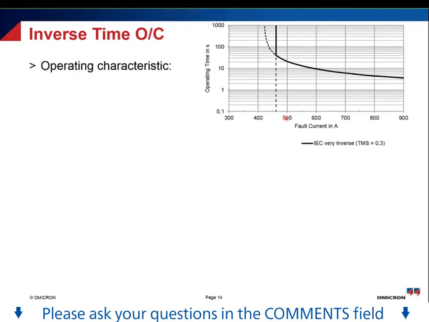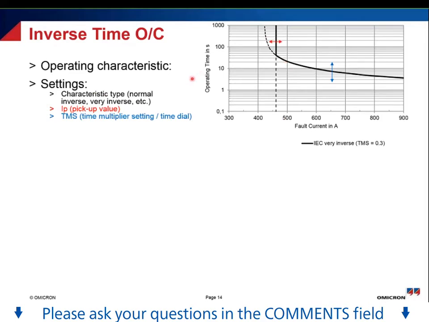If we have a look at this, if the current is, for example, 500 amps, we get a trip time of approximately 20 seconds. If the current is, for example, 800 amps, then we get a trip time of between 4 and 5 seconds. So you see, the higher the current, the faster the trip time. That's the rule for inverse characteristics.